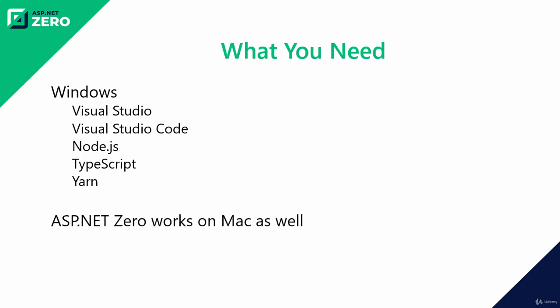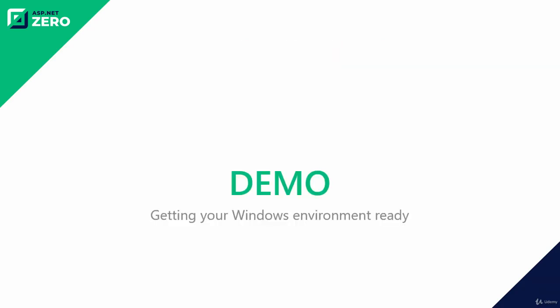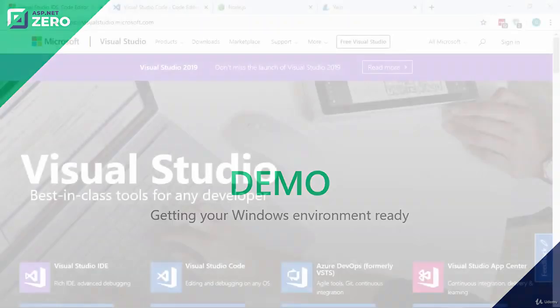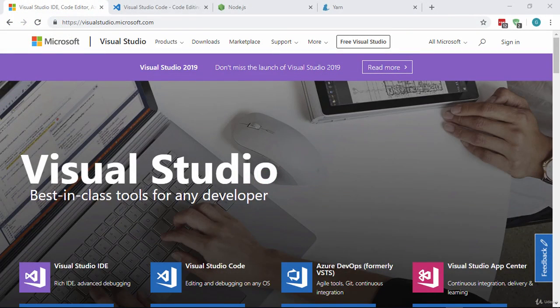Although I'm using the Windows stack here, I hope you understand that you could easily use an approach completely based on the Mac stack as well. All tools that we are using here have a Mac equivalent, so to build applications with ASP.NET Zero, you can just as easily use your Mac. In the next demo, let me show you the steps to ensure that your development environment is all set up before continuing.